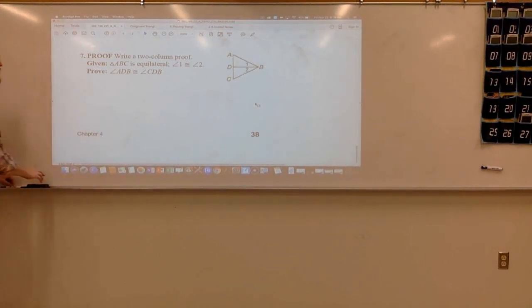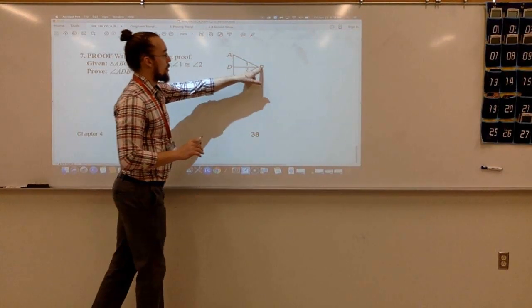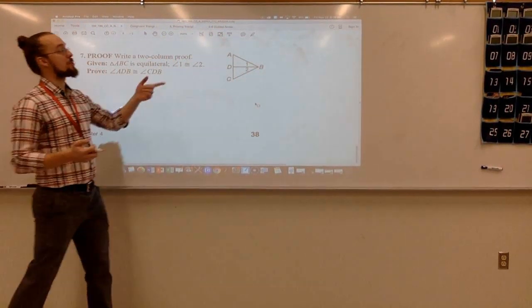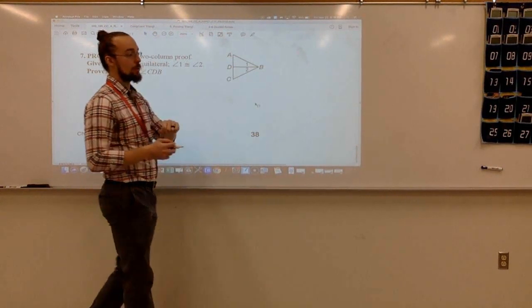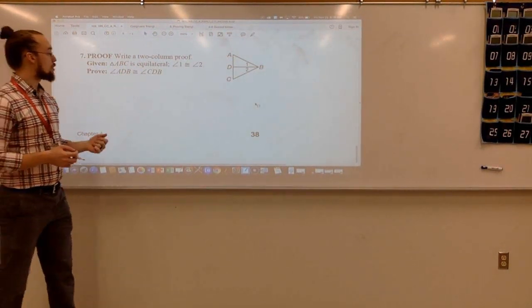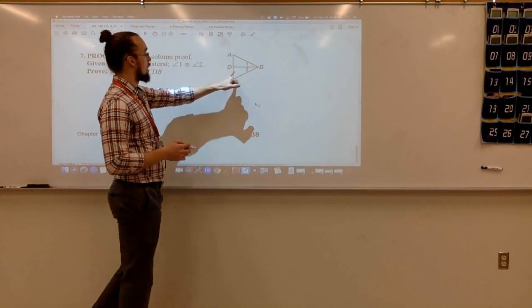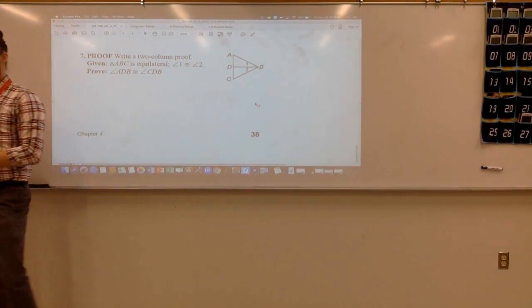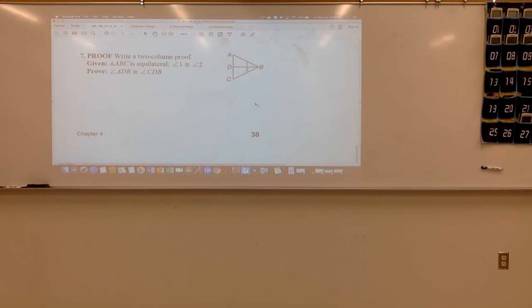So let's try to examine what's going on here. They tell us that ABC, which is the whole thing, this big triangle, is equilateral. And then they also tell us that angles 1 and 2 are congruent. And from that, we want to prove that these two angles right here are congruent. Okay? Does anybody see a plan of attack?